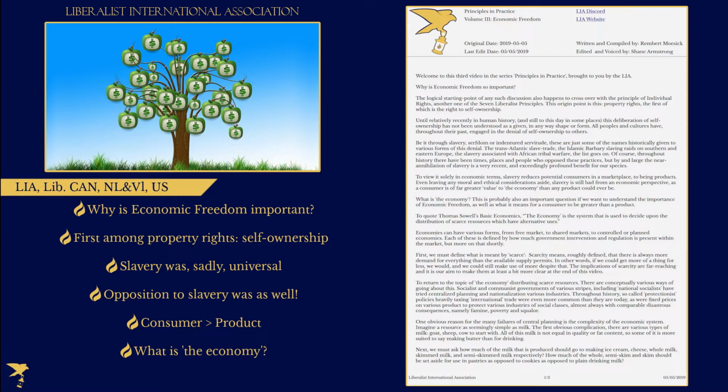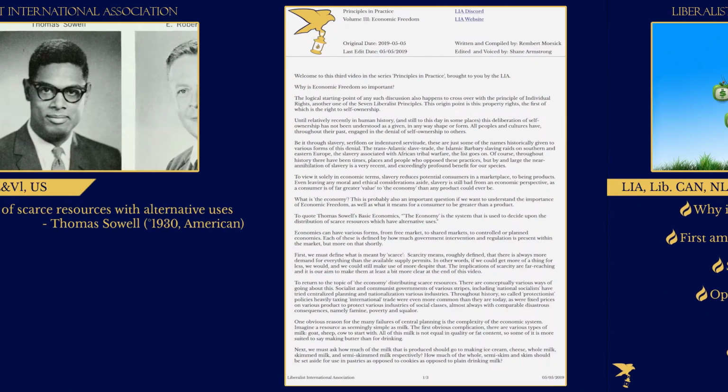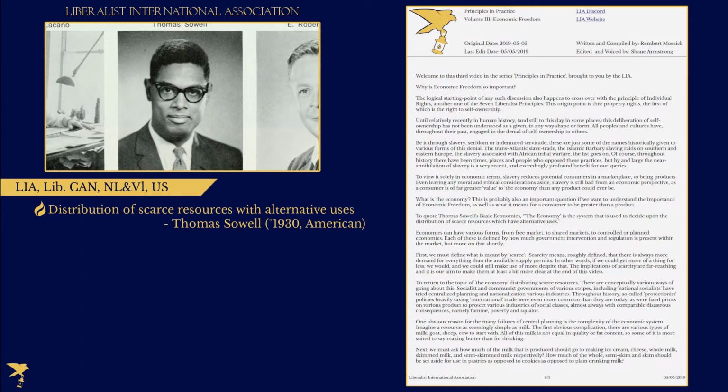This is probably also an important question if we want to understand the importance of economic freedom, as well as what it means for a consumer to be greater than a product. To quote Thomas Sowell's Basic Economics, "The economy is the system that is used to decide upon the distribution of scarce resources which have alternative uses." Economies can have various forms, from free market to shared markets to controlled or planned economies.